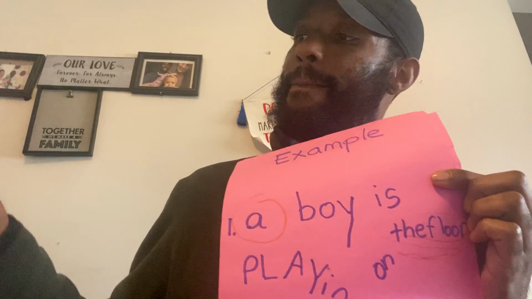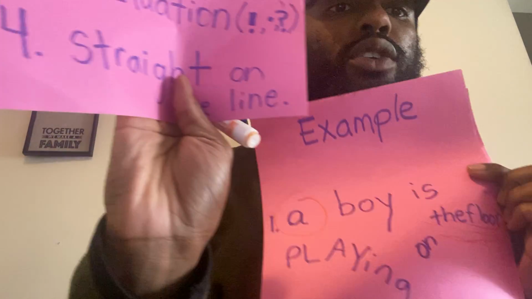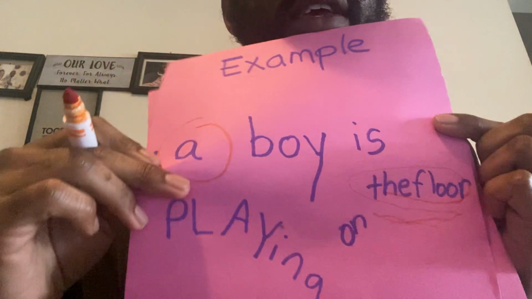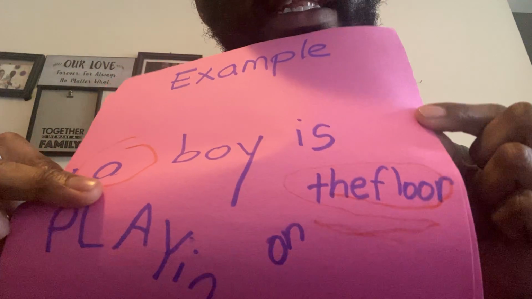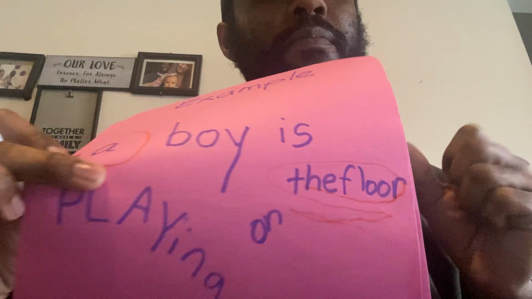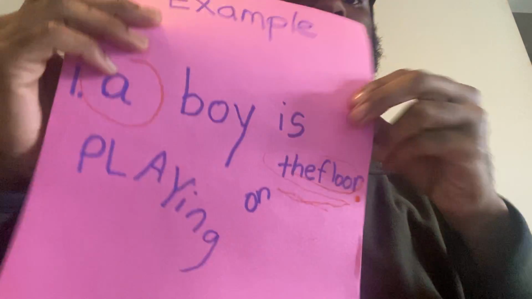Number 3, punctuation. Do we have a period at the end? Do we have a question mark at the end? Or do we have an exclamation point at the end? No, boys, there's nothing there. So we could add something. A boy is playing on the floor. That sounds like you're telling me something, so that would be a period.